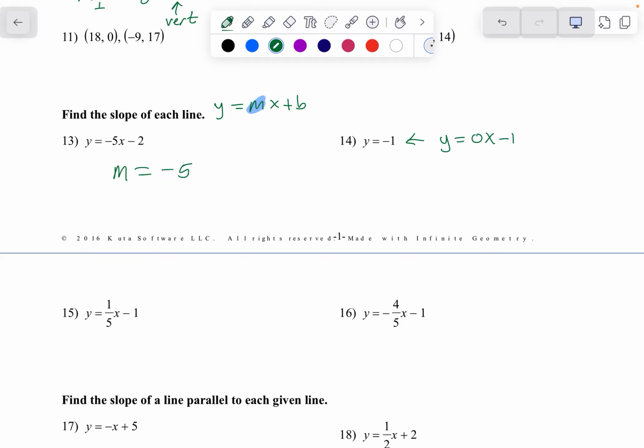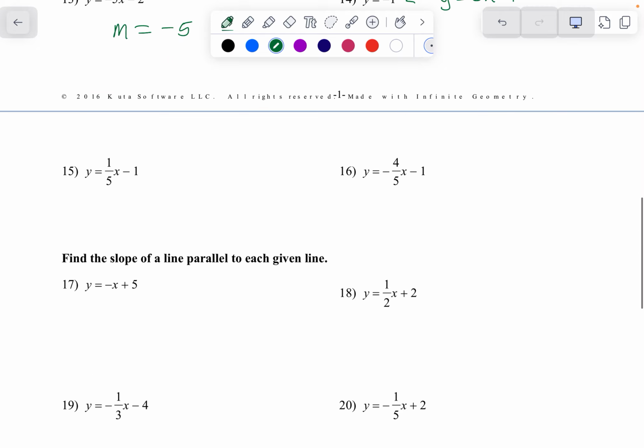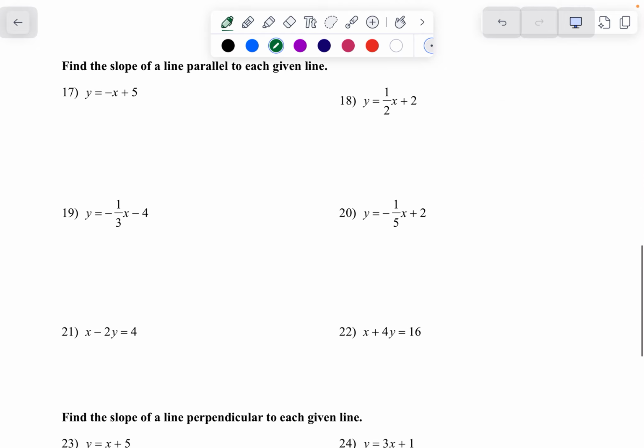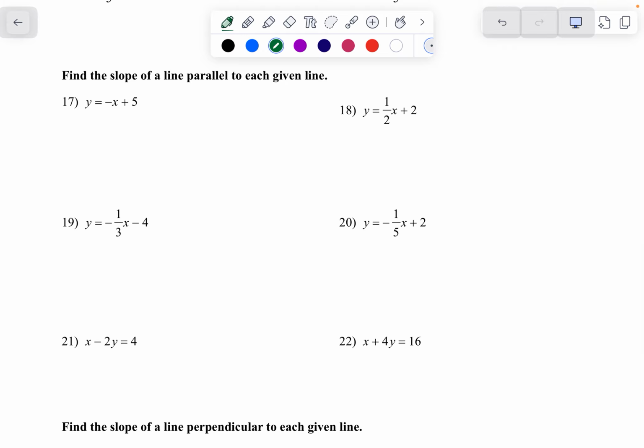And then 17 through 22, it says to find the slope of a line parallel to each. So like 17, our slope is -1. So the slope we are looking for also will match and be -1. So parallel lines have the same slope. Parallel lines have the same slope, okay?